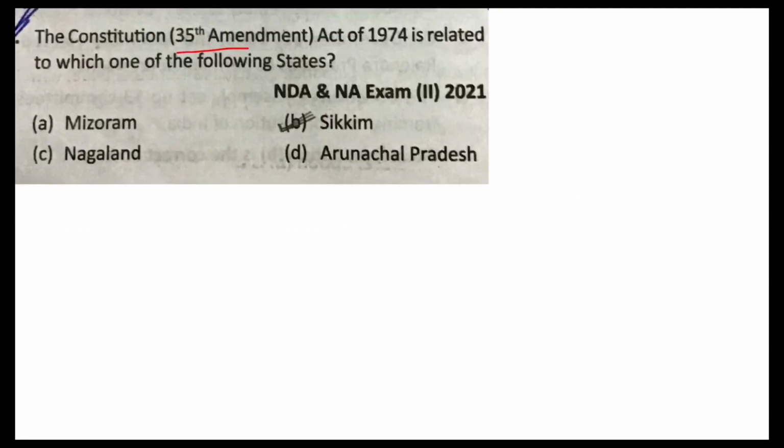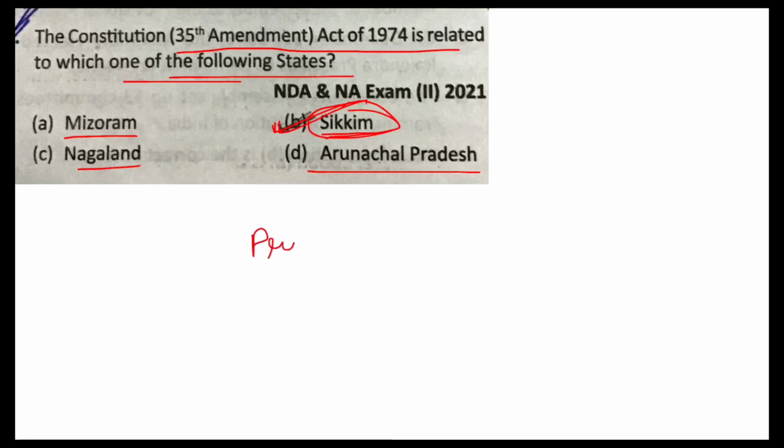The Constitution 35th Amendment Act of 1974 is related to which one of the following states? Mizoram, Sikkim, Nagaland or Arunachal Pradesh. By the 35th Amendment Act of 1974, the protectorate status of Sikkim was terminated. So Sikkim, B, is correct. What is a protectorate state? Protectorate status, we discussed it in the lecture where we were covering the Union and its territories.